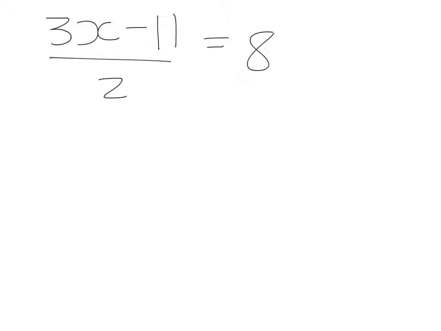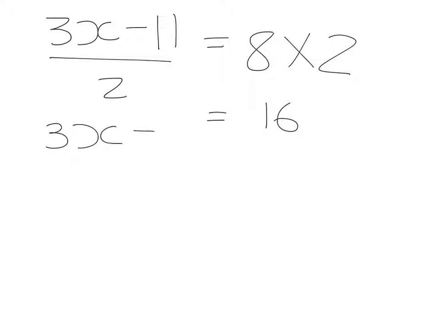So we go there. So if we want to get rid of divide by 2, we have to then times by 2. So we go times by 2. So that will give us 16, and will leave us over here with 3x take 11. Okay, now we go to the next part of the story. The next part of the story was the take 11, and if we take 11 we must add 11, so we go plus 11, so that gives us 16 plus 11 gives us 27.